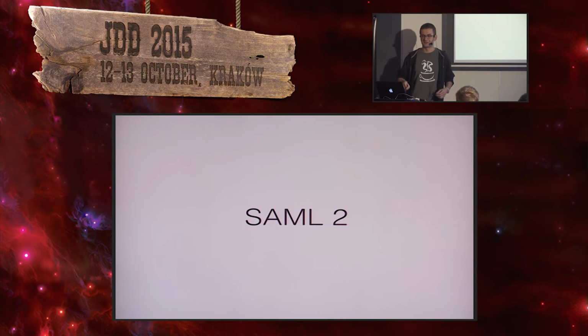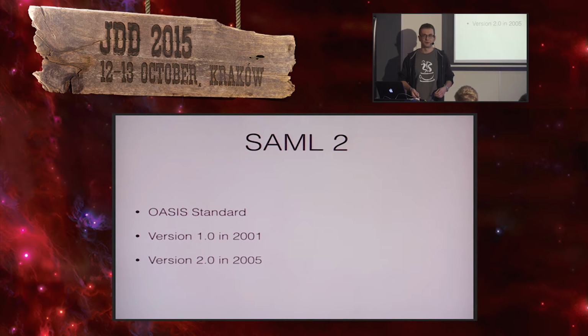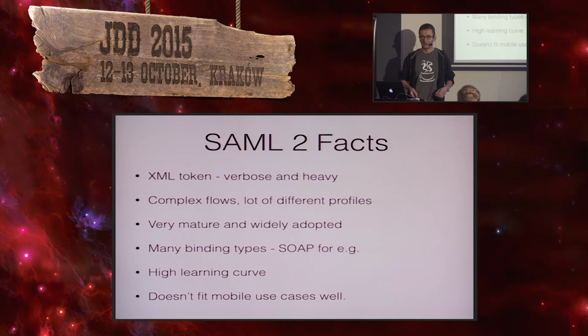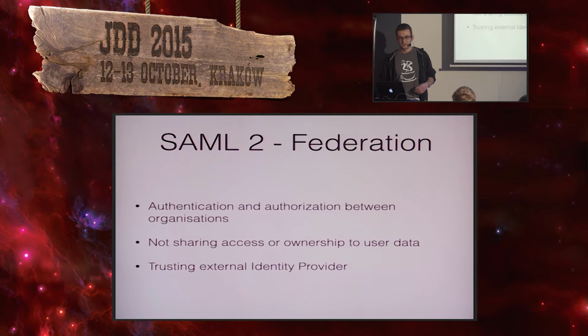The standard which covers this is SAML2, which has been around for 10 years now, and it's a very mature standard. It's based on XML tokens, which are quite verbose and heavy. It covers a lot of different profiles and pretty advanced scenarios. You can secure SOAP calls with it. And it's very mature and very widely adopted. The downside is that it has a fairly high learning curve and that it doesn't fit mobile use cases well. The major issue it solves is federation.